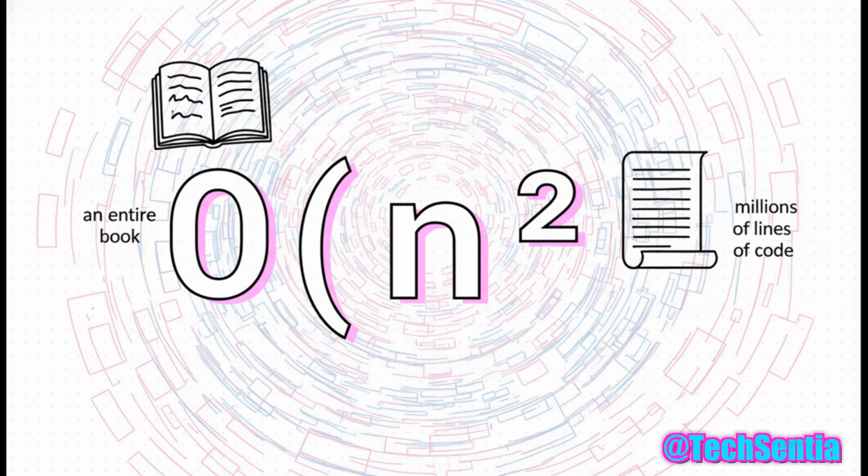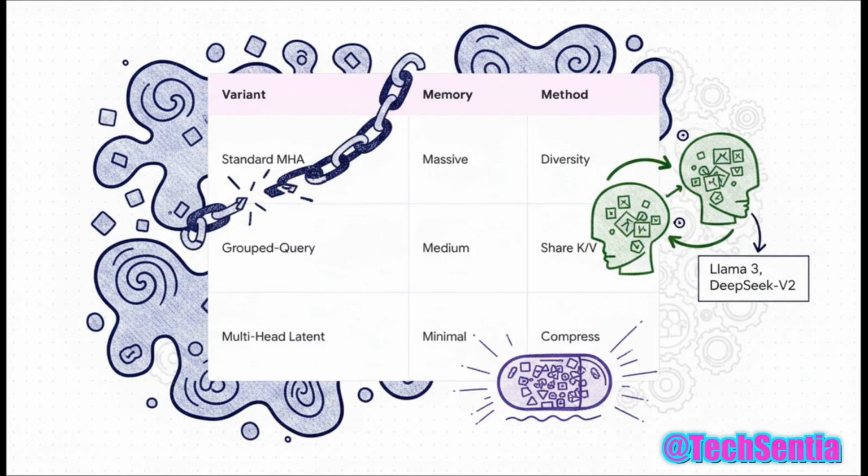If you're processing a couple of sentences, sure, no big deal. But if you want to feed the AI an entire book or millions of lines of code, the memory requirements absolutely explode to an unmanageable size. So engineers had to get seriously creative to shrink this massive memory footprint, specifically in the key value cache.